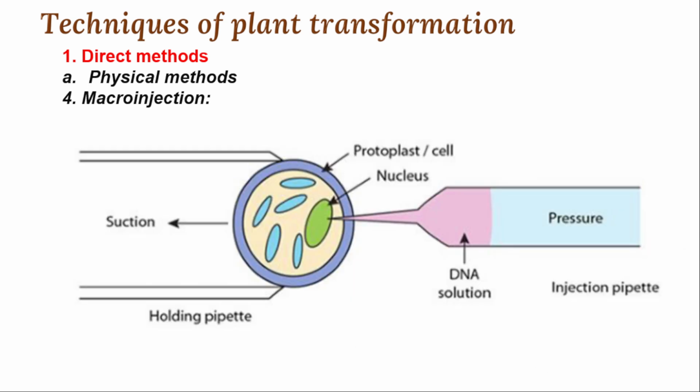The third method is called macro injection. Macro injection is also like micro injection, where the tip of the needle will be bigger in size. Whenever the suction pressure holds the protoplast cell, the DNA solution contained in the macro injection needle will be inserted into the nucleus or into the cell organelles, that is with respect to bigger cells, bigger plant cells here.